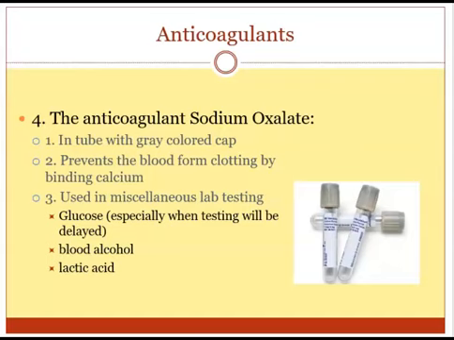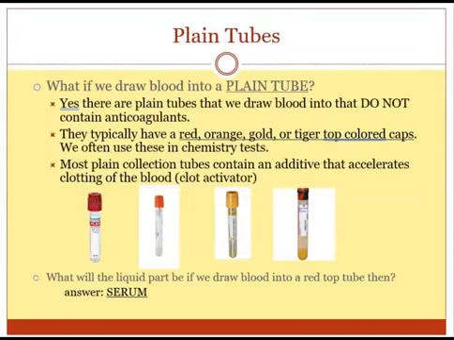The last anticoagulant we're going to talk about is the gray top tube. It contains the anticoagulant sodium oxalate. It prevents blood from clotting by also binding calcium. And it's usually used for some miscellaneous lab tests such as glucose, blood alcohol, and even lactic acid. And you can see an example of the gray top tube there on your right hand side. So all the tubes we were just talking about that contain anticoagulants, you would end up with a specimen of plasma. But now let's look at some plain tubes.